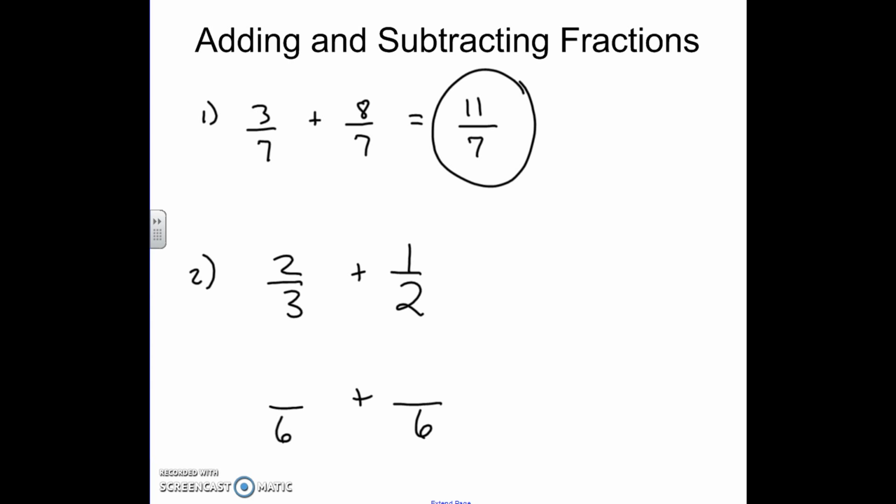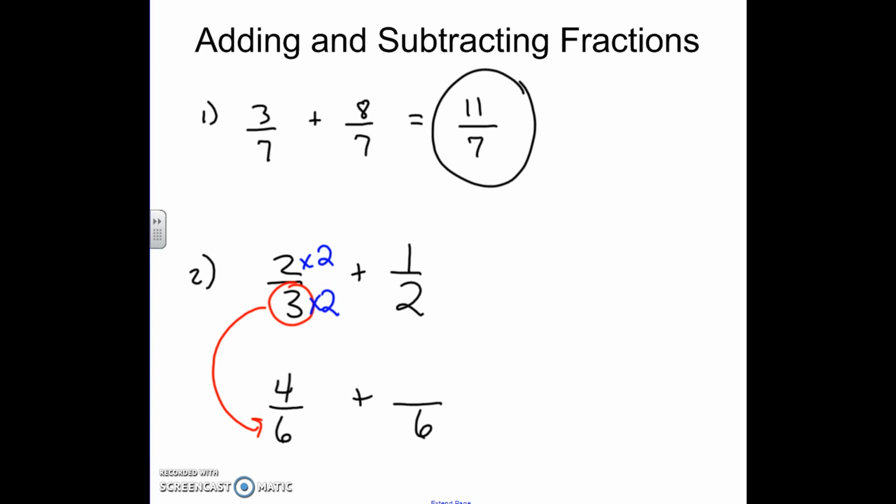Now you'll take your 3 and think, okay, what do I multiply times 3 to turn it into the 6? That's going to be times 2. So 3 times 2 gives us 6. If we multiply the denominator by 2 to get 6, you have to multiply the numerator by 2 also to keep it even. 2 times 2 gives me 4. So 2/3 turns into 4/6.